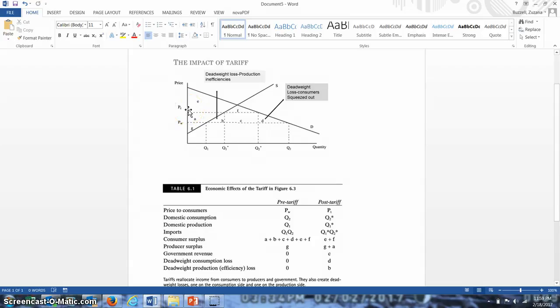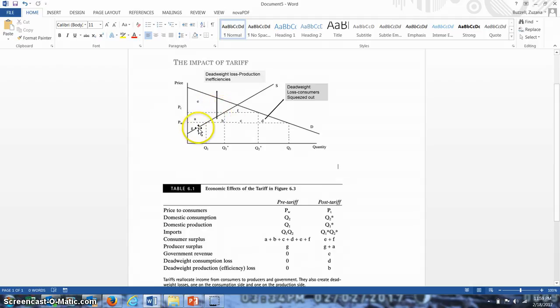Now, producer surplus was before G, right? Above the supply curve, above and below the price line. So this small triangle was producer surplus before the tariff. Now you introduce the tariff and all of a sudden the price goes up. And as I said before, the more expensive the product, the higher producer surplus. So all of a sudden it goes up to A and G.